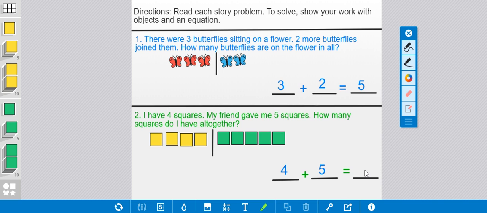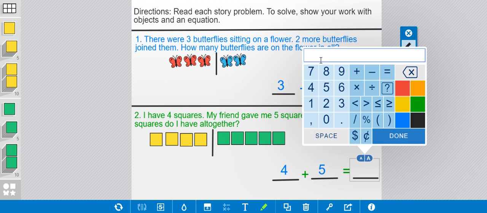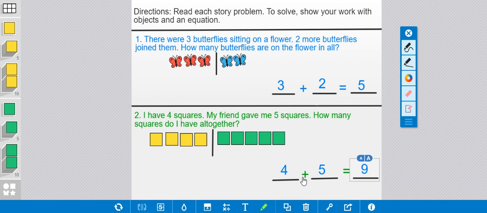So I just click here, get my calculator tool, click the number 9. Looks good to me. 4 plus 5 equals 9. I believe that is correct.